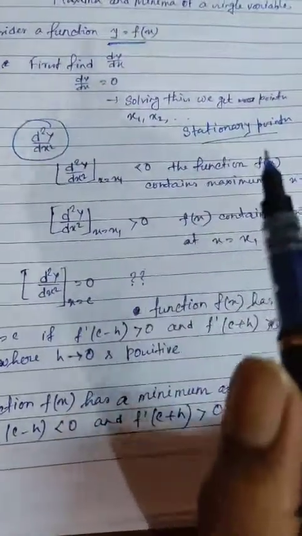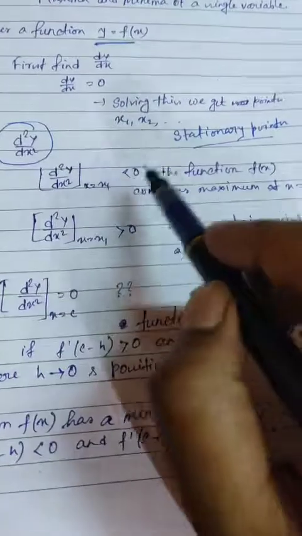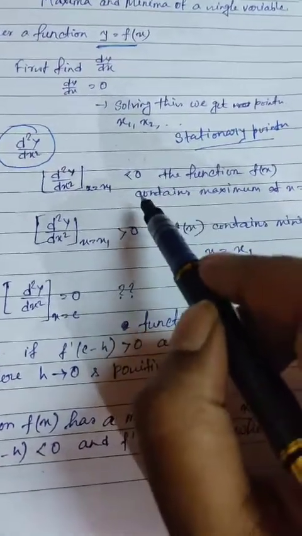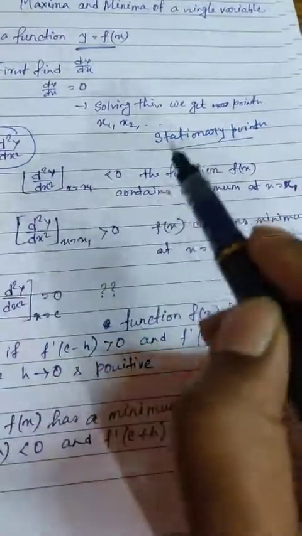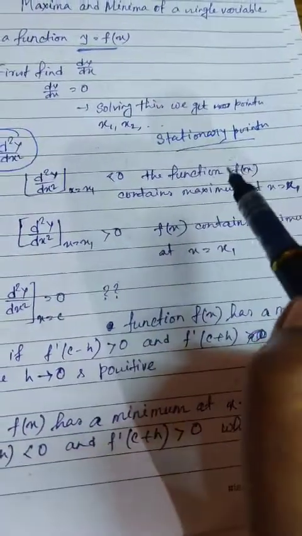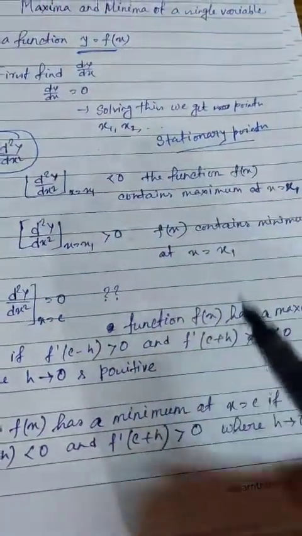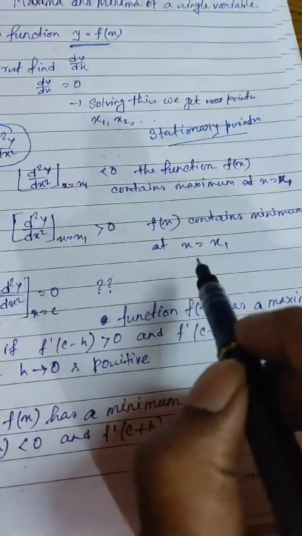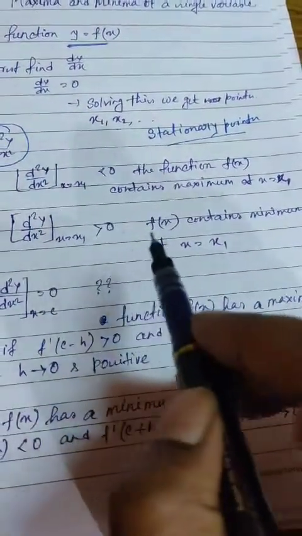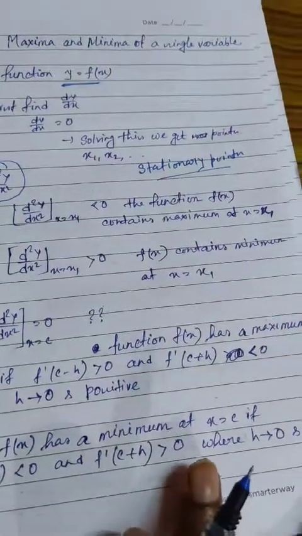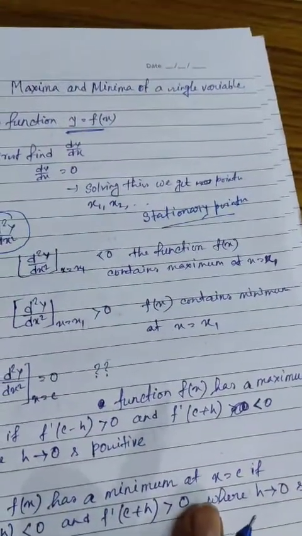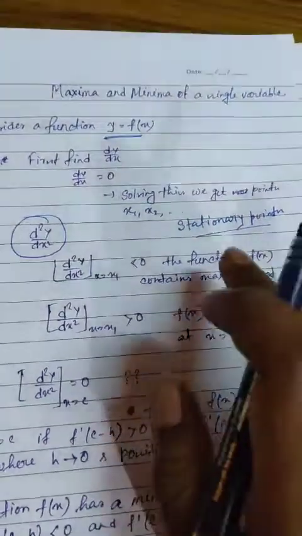So first let us take one problem regarding these first two conditions, where at a point x equal to x1, d2y/dx2 is less than 0. That means the function contains the maximum, and at x equal to x1, if d2y/dx2 is greater than 0, then f of x contains the minimum. So let us try to solve one problem regarding this.